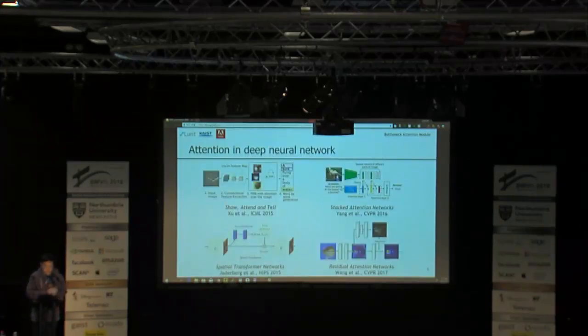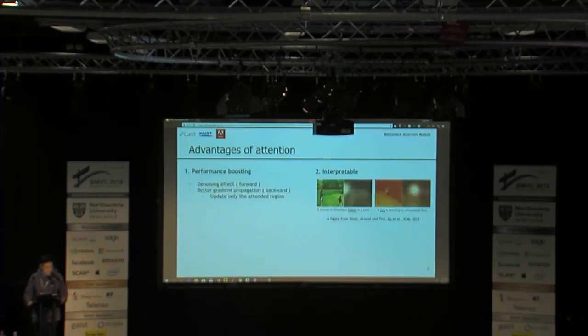Attention mechanisms are used in various areas. A famous example would be the Show, Attend and Tell paper. The authors used an attention mechanism to extract features for caption generation. And attention is also widely used in VQA, and sometimes it's used for general classification tasks. So why is attention used in those areas? We thought there are two reasons to use attention. The first one is performance boosting. There are two parts to the performance boosting. The first part is the forward denoising effect.